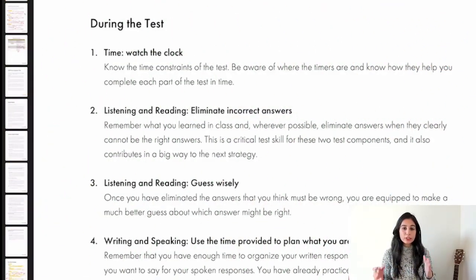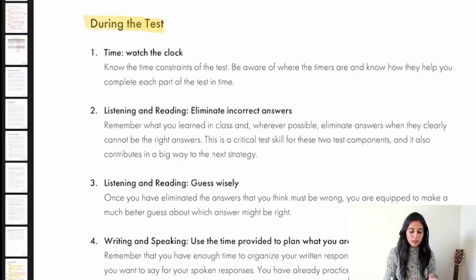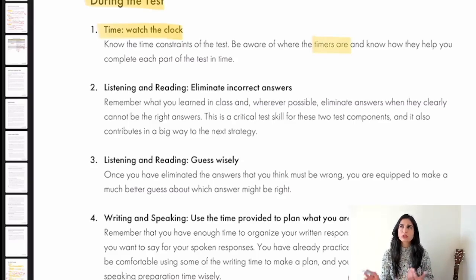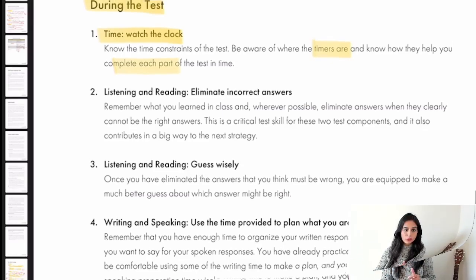Let's have a look at the things that you have to keep in mind during the test. First, time, watch the clock. Know the time constraints for the test. Be aware of where the timers are. The timers are on the right top corner in most of the questions, in fact in all of them, and know how they help you complete each part of the test in time. So keep track of the time, keep looking at the timer after every few minutes so that the timer doesn't go up and you don't automatically move on to the next question.